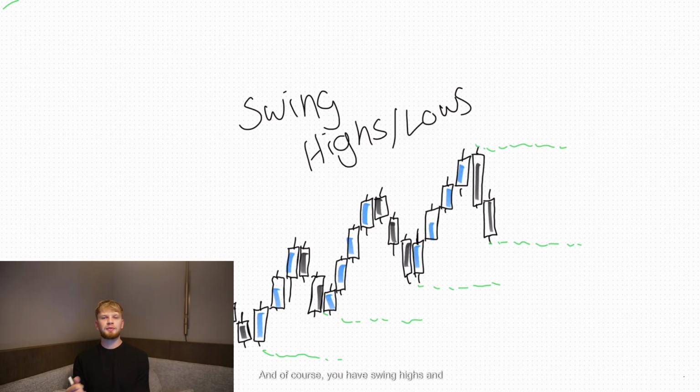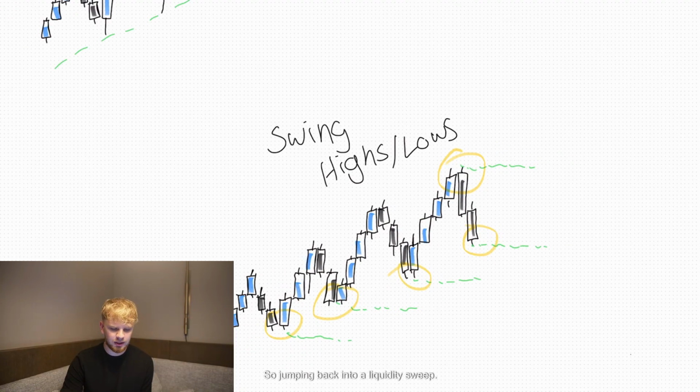And of course you have swing highs and swing lows. So at a swing high, we have lots of buy side liquidity. At a swing low, we have lots of sell side liquidity. If you want a deeper dive into liquidity, I have a full video on that, so make sure you do check that out. So jumping back into a liquidity sweep.